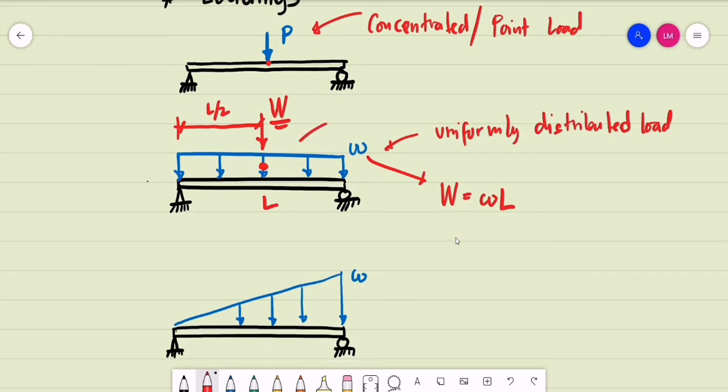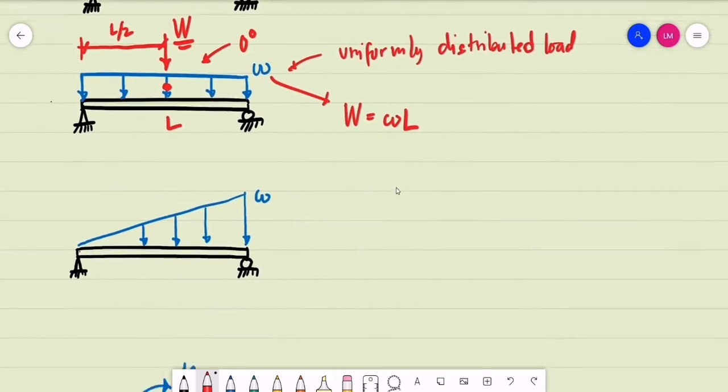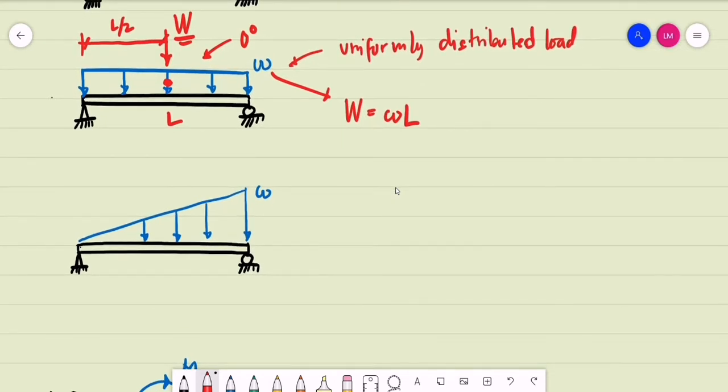And by the way, for a rectangular loading, since this loading is horizontal, it is assumed to be a 0 degree loading. And then the third one is the uniform varying load. A uniform varying load, if it is a straight line, is a first degree load, so sometimes it is called the triangular loading.